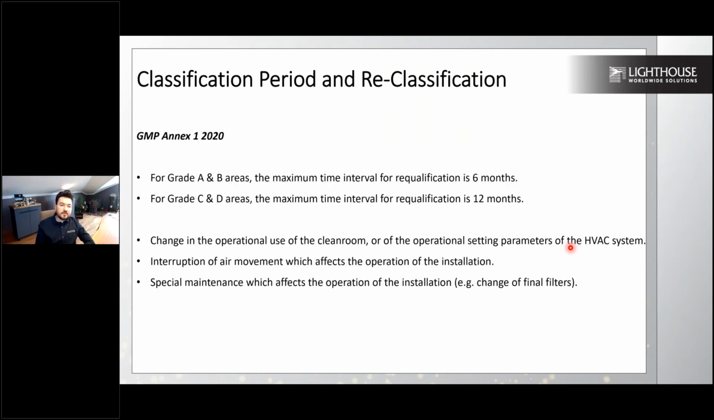The period for classification or reclassification in the Annex 1 2020 draft is given as every 6 months for grade A and B, and 12 months for grade C and D. But if there is any change or unusual condition in your clean room, where the operational setting parameters for the HVAC system were changed, then you need to do the reclassification.